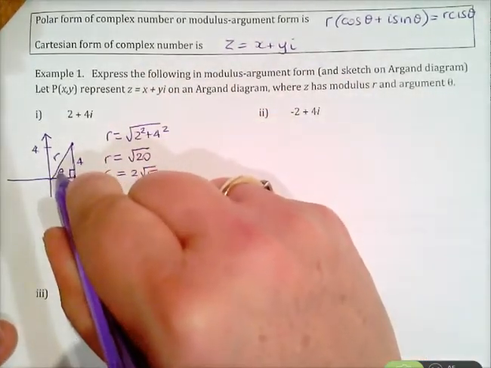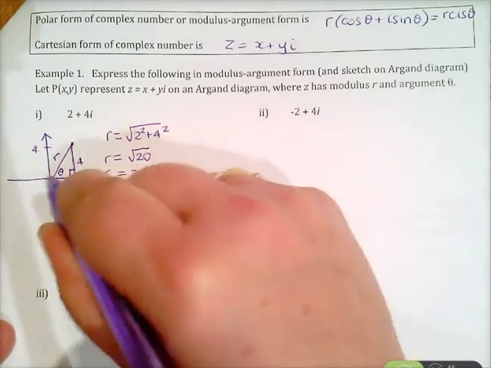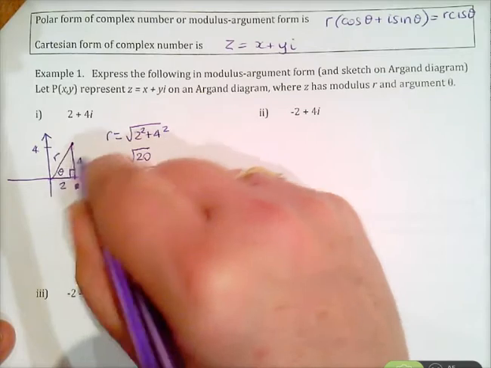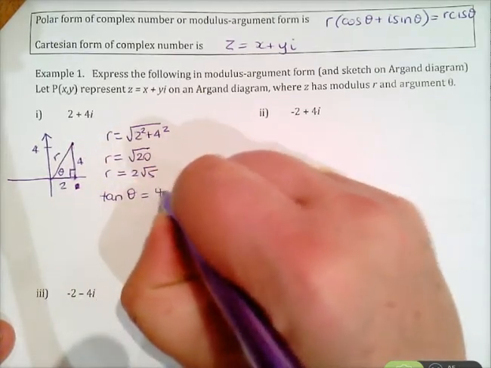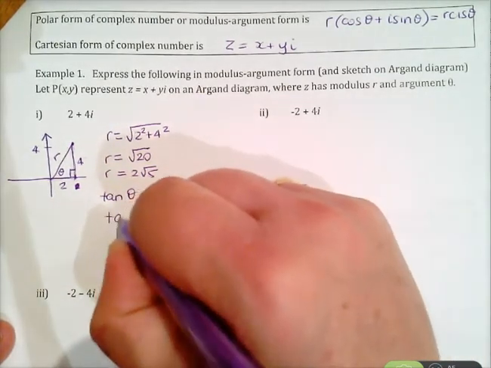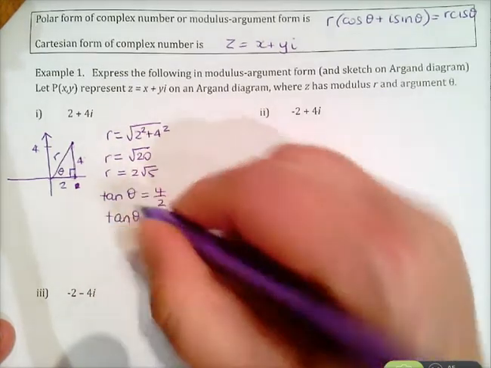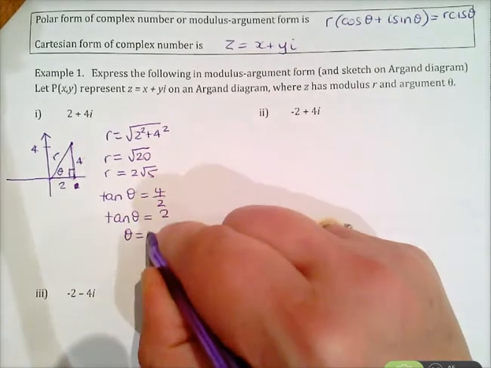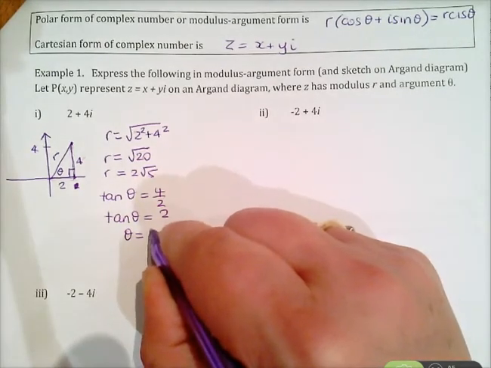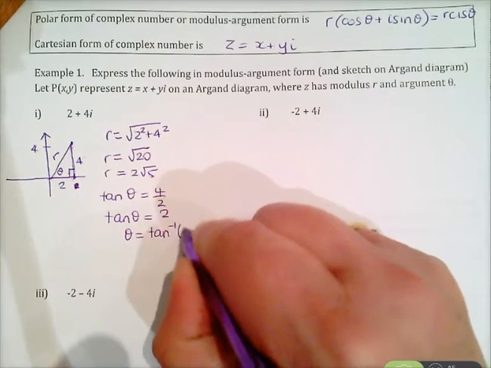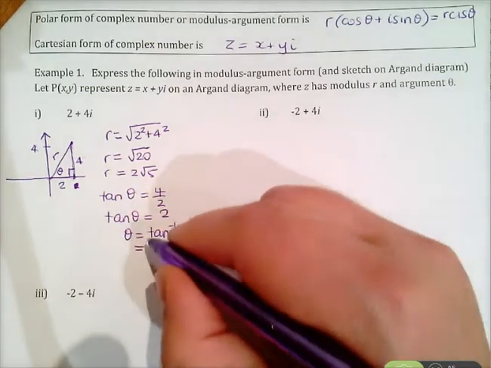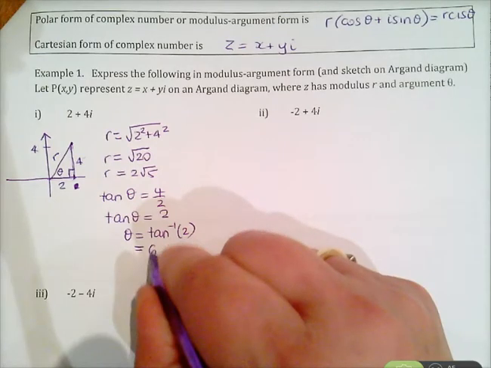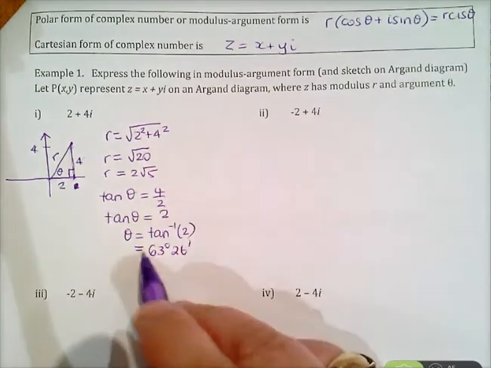And the argument: we're trying to work out theta. So using sine, cos, or tan, we use tan. Tan theta is 4 on 2, which means that tan theta is 2. So therefore, theta is tan to the minus 1 of 2, which on your calculator, we're just going to do this in degrees at the moment, is 63 degrees 26 minutes. So that's what theta is.